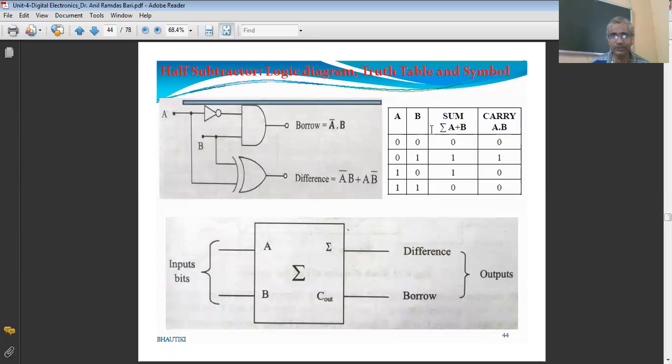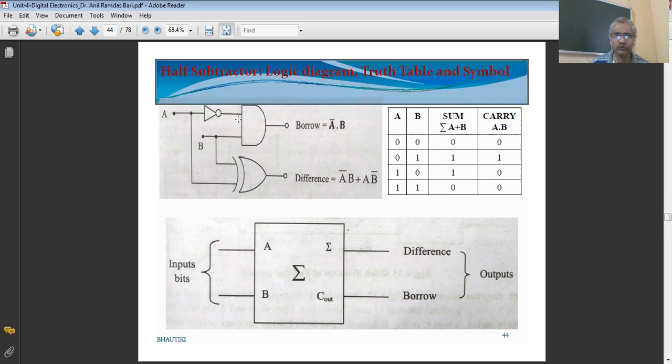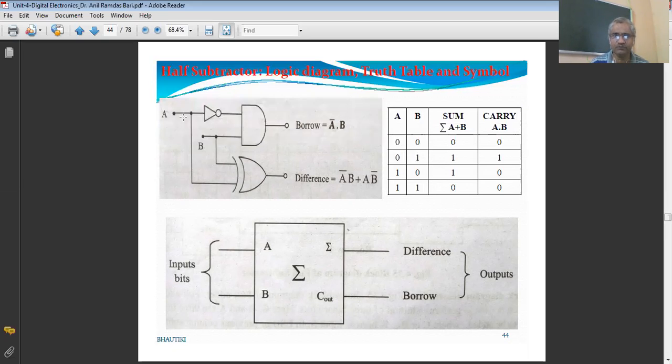Now put the values A is equal to 0, B is equal to 0. If inputs A and B are 0, 0, what will happen? A will be inverted here, so the upper input of this AND gate will become 1 because this is the NOT gate. If you apply 0 here, due to this NOT gate, 1 will be produced. So one input to the AND gate is 1, and here B is 0.